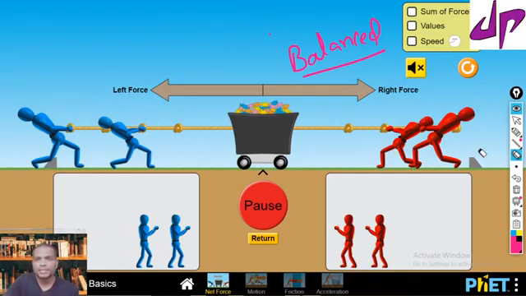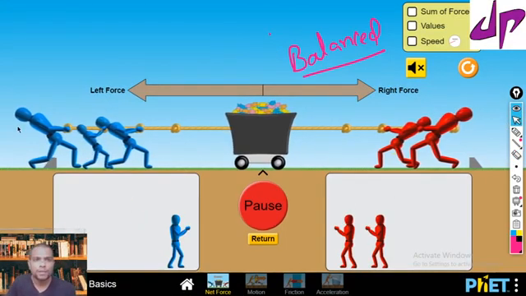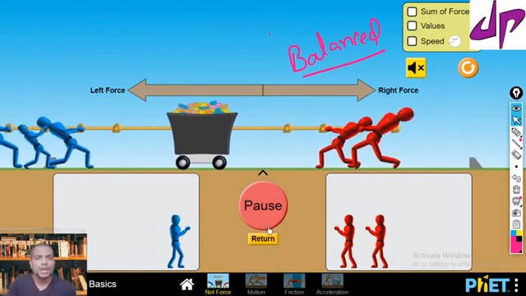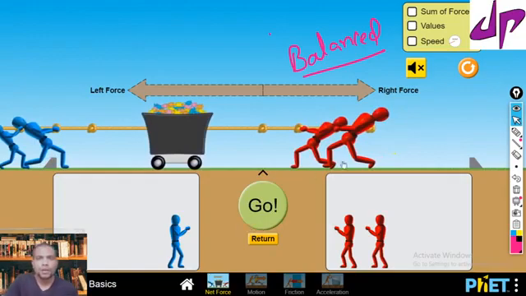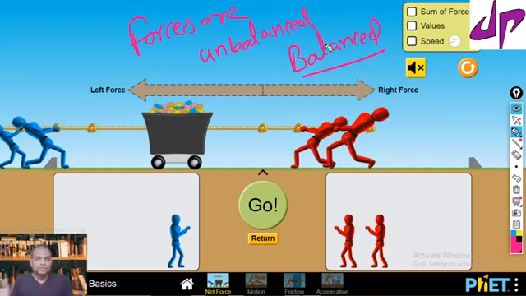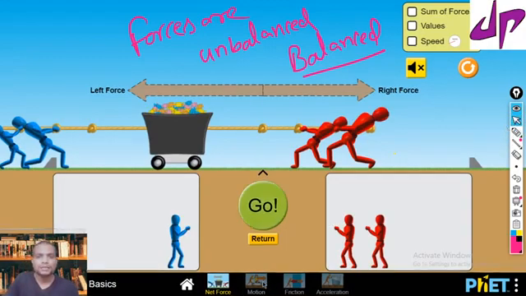Now, if I take one extra person to any side, I would like to take on the blue side. Now here you can see the cart is moving towards the left side. Now why is it moving? Here the forces are unbalanced. If the forces are unbalanced, then only the object moves. So that's what Newton's law said.